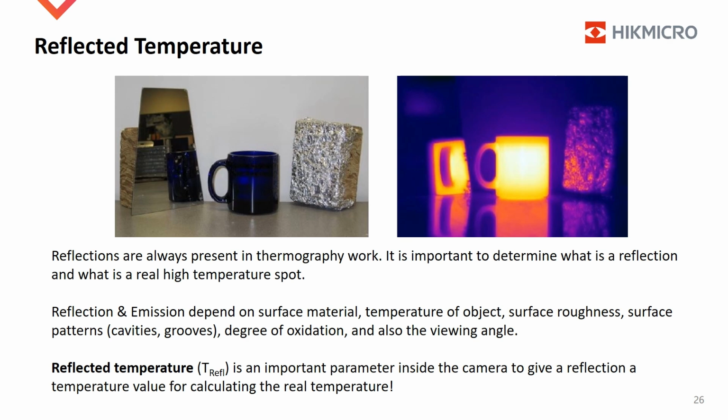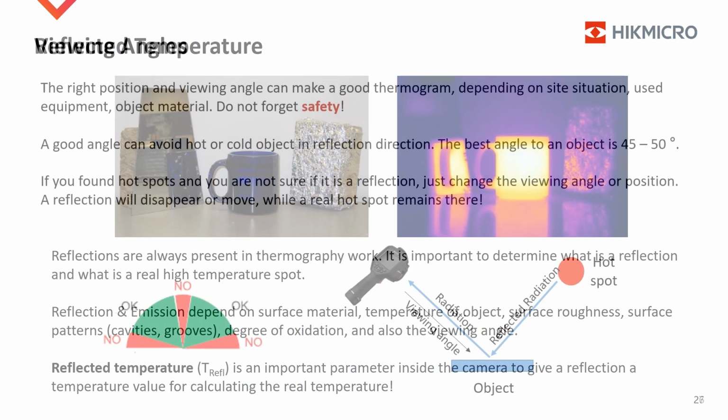Reflection and emission depend on surface material, temperature of the object, surface roughness, surface patterns, cavities, grooves, degree of oxidation, and the viewing angle, too. Reflected temperature is an important parameter inside the camera to give a reflection a temperature value for calculating the real temperature.